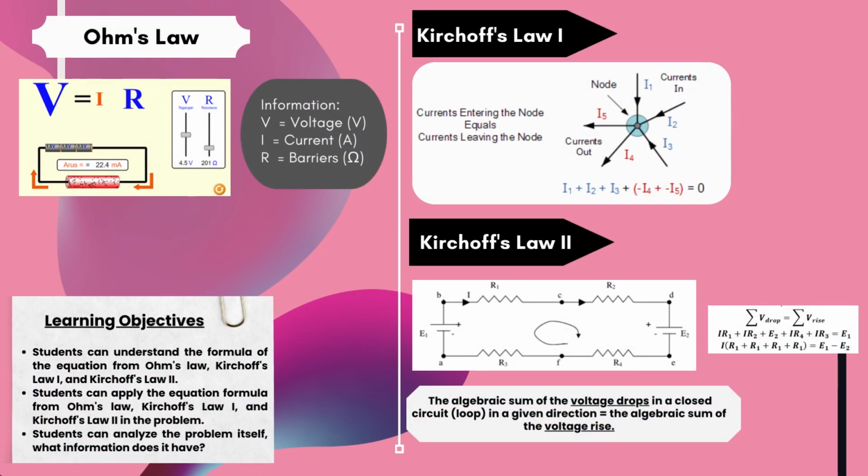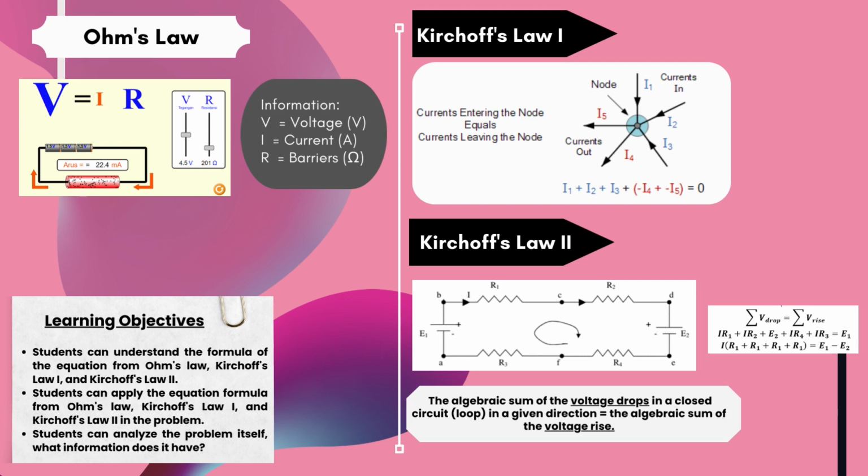The next material is about Ohm's law, Kirchhoff's law number 1, and Kirchhoff's law number 2. The learning objectives of this material are: first, students can understand the formula of the equations from Ohm's law, Kirchhoff's law number 1, and Kirchhoff's law number 2. Second, students can apply the equations in problems. And third, students can analyze the problem itself.